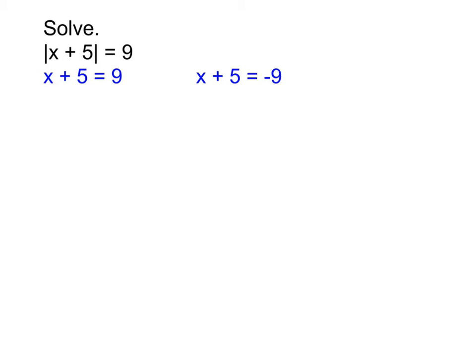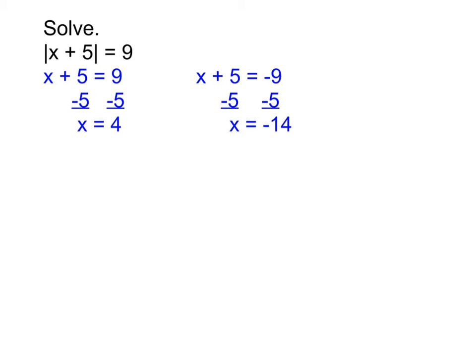Now, once we split it up into our two equations like this, we just solve each of the equations individually, which means subtracting 5 on both sides of both equations. We just solve them each separately. And so here we see that we get x equals 4 and x equals negative 14.